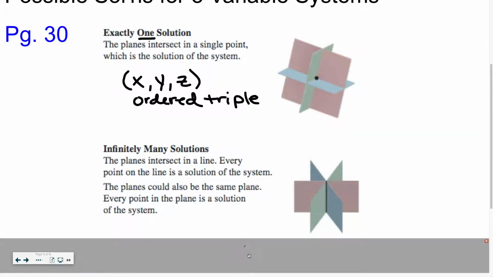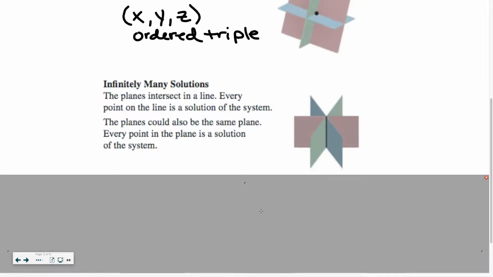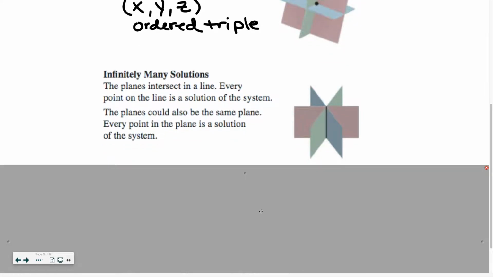You can also have consistent systems where there are infinitely many solutions in 3D space. Here's an example. If we have three planes that intersect at infinitely many points, notice all three, the red, blue, green, they're all intersecting at that vertical line. So all the points on the line are solutions to the system. They would make all equations true. And we can't count all the points on the line, so we would say infinitely many.